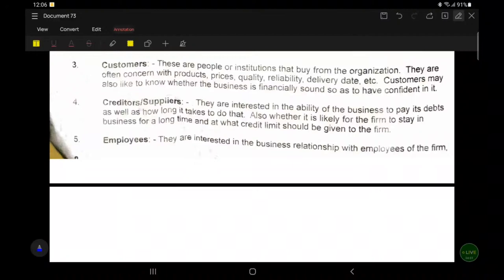And also to know how well they can pay a debt. Because once we supply goods to you on credit terms, we expect that you will pay us as and when it is due. So they also need the accounting information to make all these forms of decisions, and then to move on in that case.